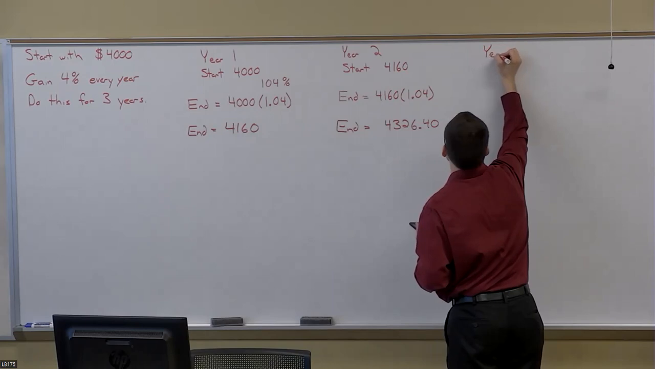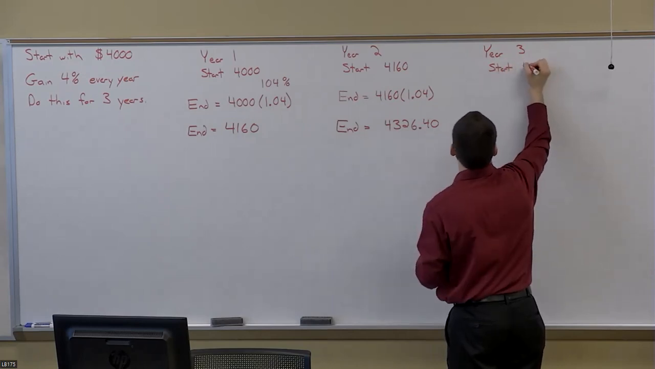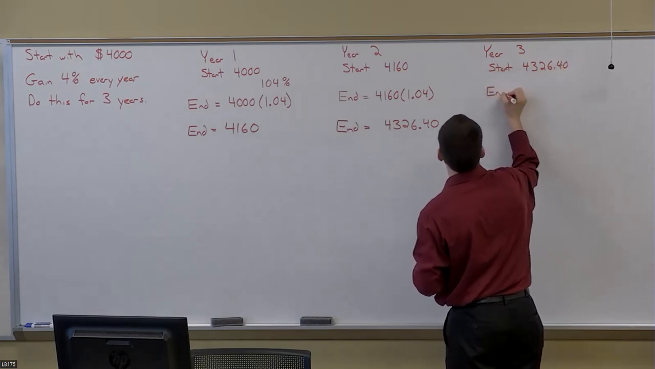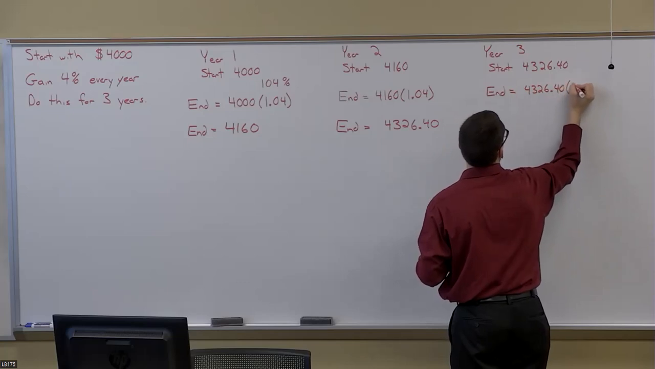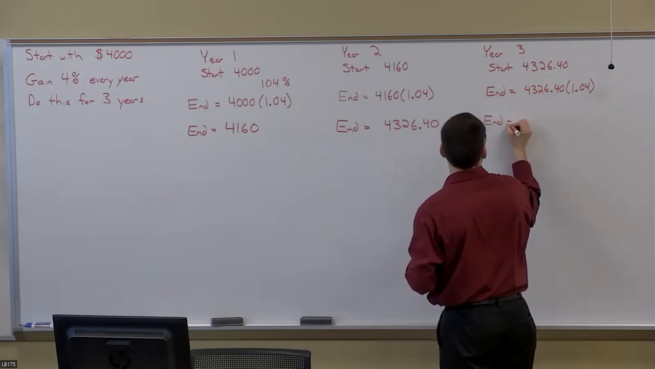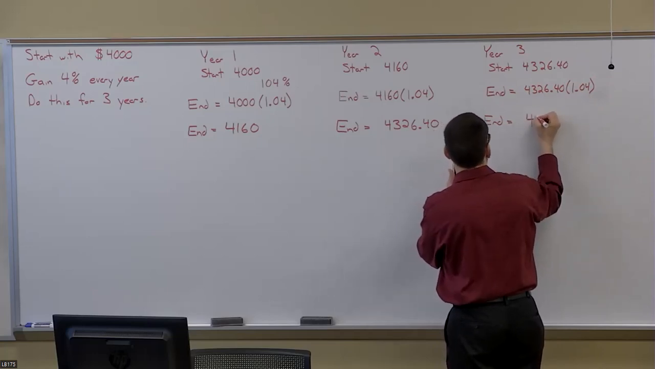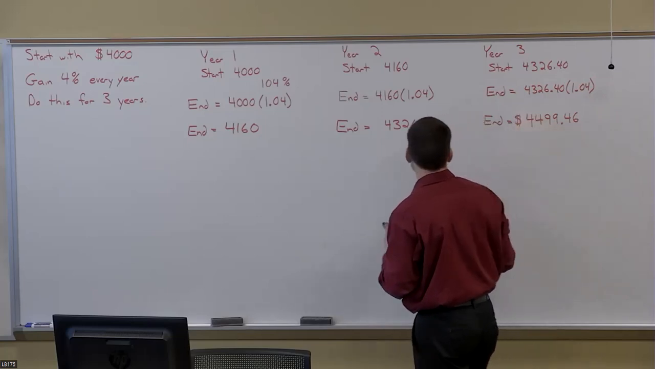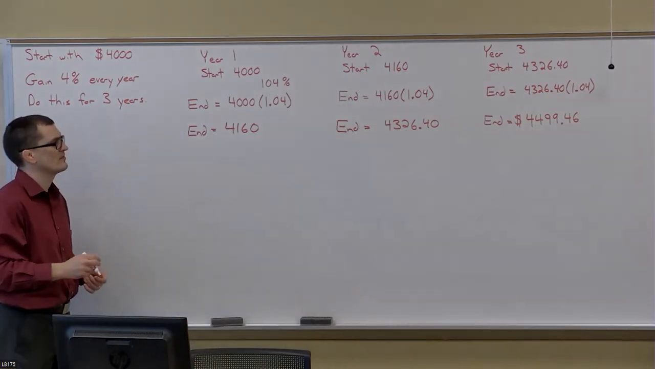And then I just said, let's do this for 3 years. So we'll do year 3. At the start of year 3, I'm starting with $4,326.40. And in order to accrue the interest, I'm going to take that amount and again multiply it times 1.04. So at the end of year 3, I end up with $4,499, and I'll round that to 2 decimal places, 46 cents. Does that make sense?